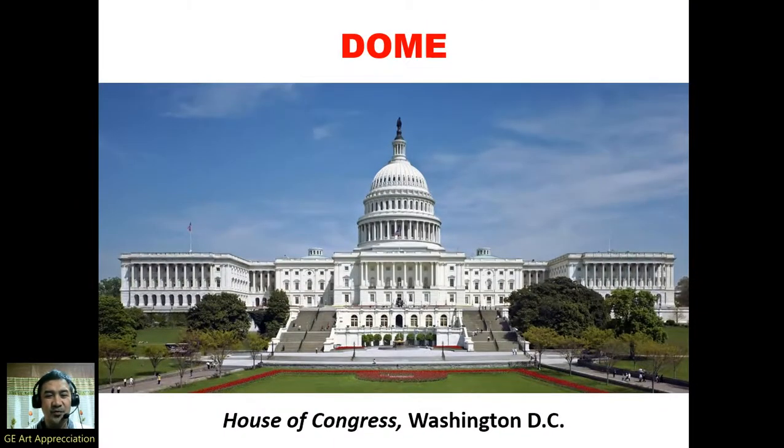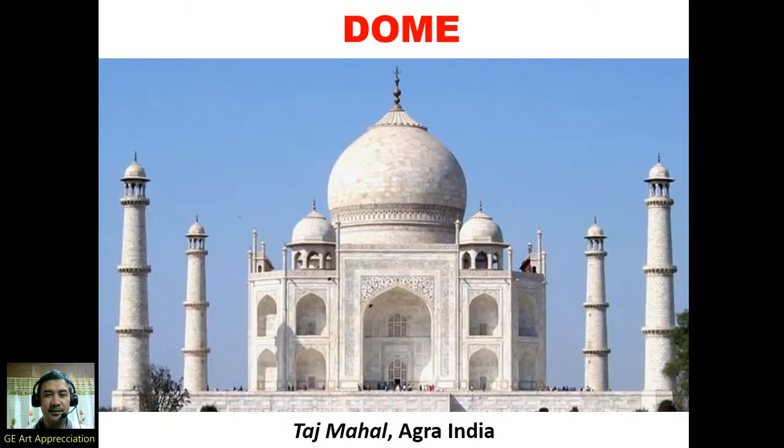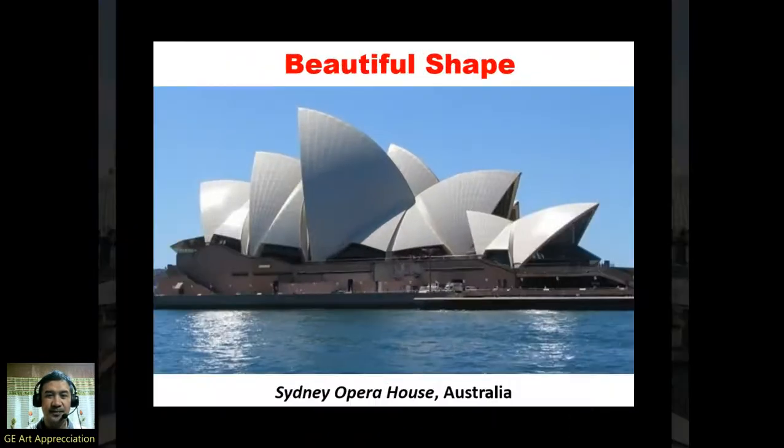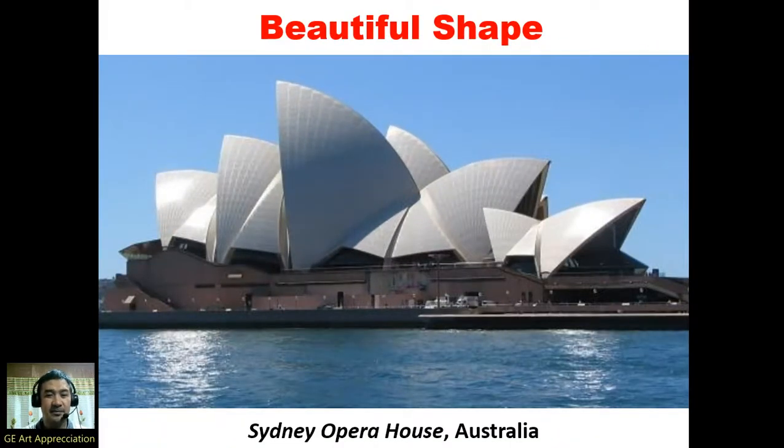Again, another dome in the House of Congress in Washington, D.C., na kung saan doon nagtitipon yung mga congressman sa US. Also, the Taj Mahal in Agra, India. Take a look at the beautiful dome. The Hagia Sophia in Istanbul, Turkey. Okay, napakagandang dome. Also, we have the beautiful shape. Of course, we have the Sydney Opera House in Australia. Here, the beautiful shapes.